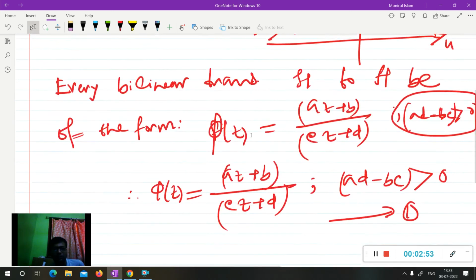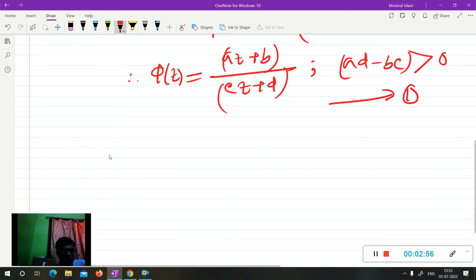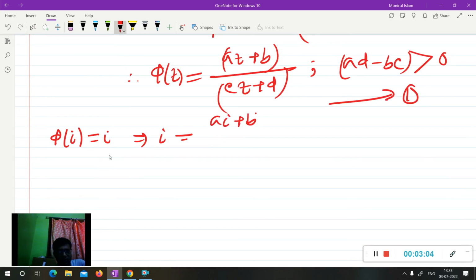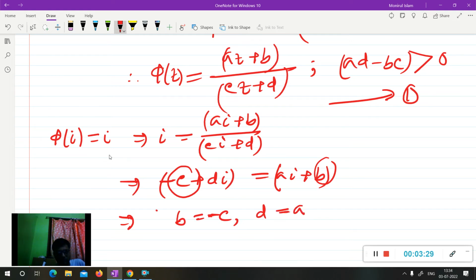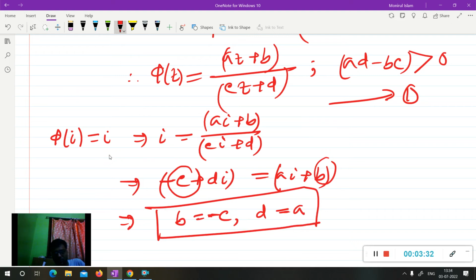So first use phi(i) equal to i. This implies i equal to (ai plus b) upon (ci plus d). Multiplying, this gives ci into i, that is minus c, plus di equal to ai plus b. Equating the real part to real part: here the real part is minus c, the real part is b, so b should be equal to minus c. The imaginary part is d, the imaginary part is a, so d should be equal to a. Name it 1, name it 2.